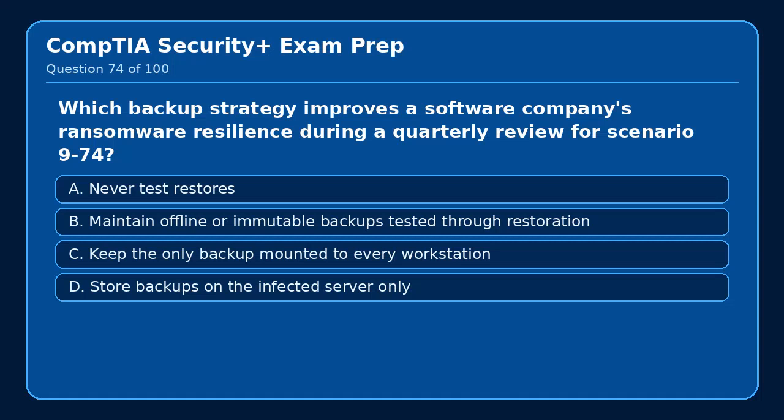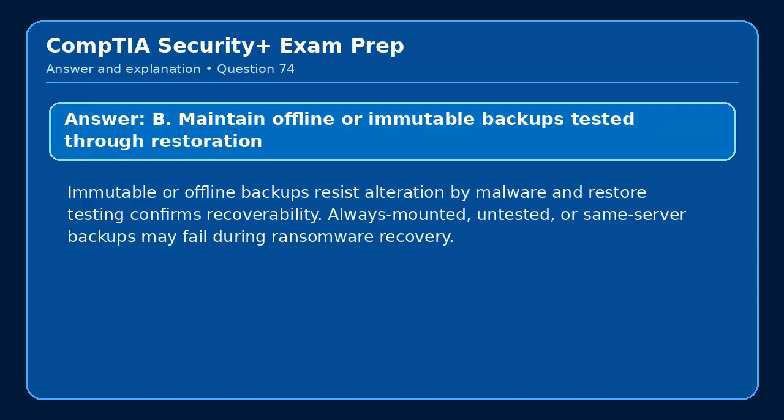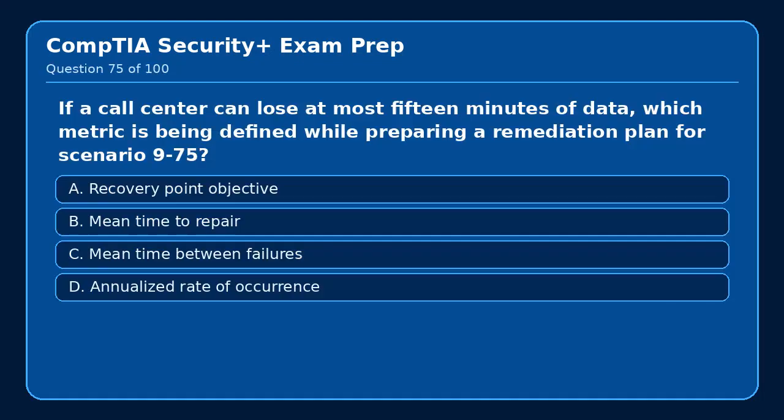Question 77. Why would a regional clinic place multiple web servers behind a load balancer during a pilot deployment for scenario 9-77? A. To distribute traffic and improve service availability. B. To remove the need for patching. C. To make passwords optional. D. To store encryption keys in cookies. Take a moment to choose your answer. The answer is A. To distribute traffic and improve service availability. Load balancing spreads requests and can route around failed servers. Patching, authentication, and key management remain necessary regardless of load balancing.